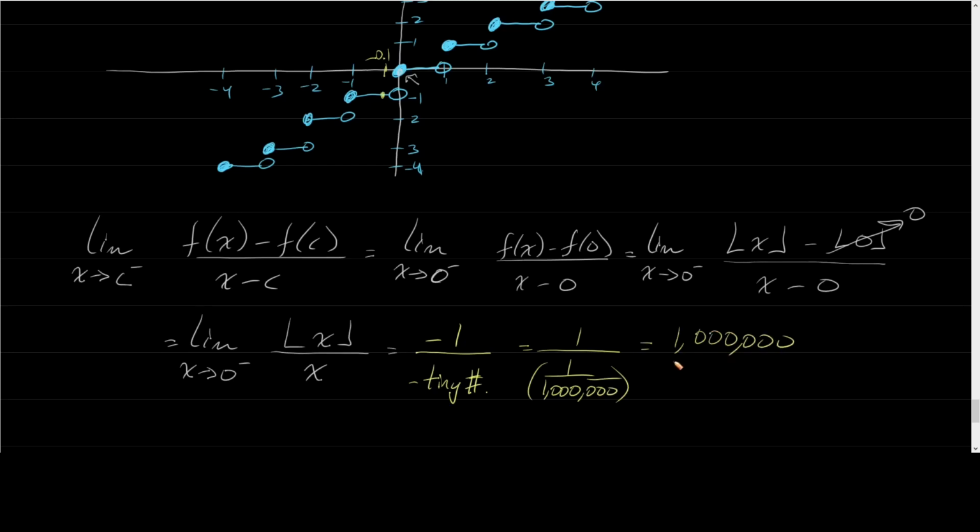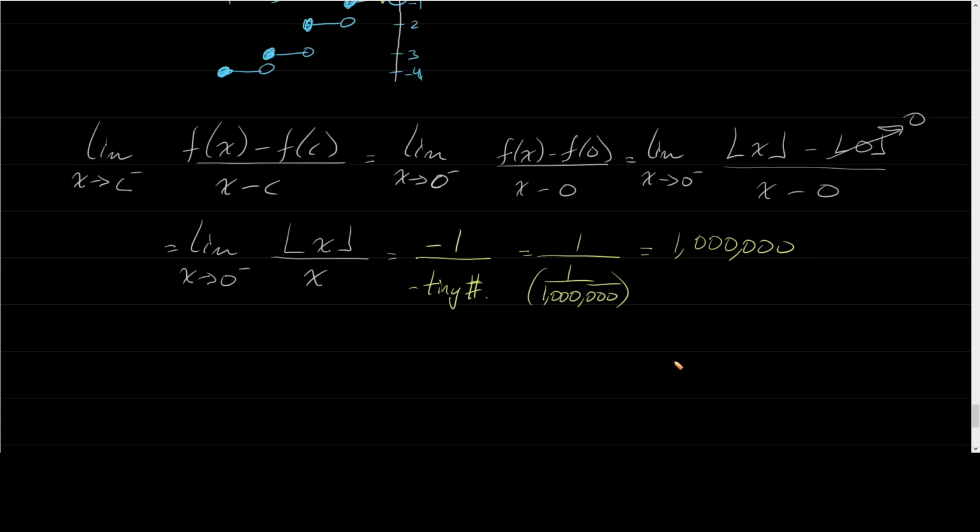So this limit, the idea is that was only using the tiny number of 1 over 1 million. But what if I used 1 over 1 billion or 1 over 1 trillion? It goes huge very, very quickly. So this goes to positive infinity.